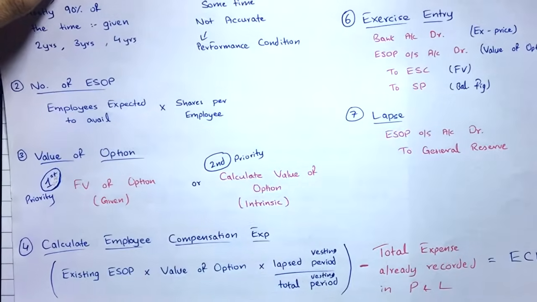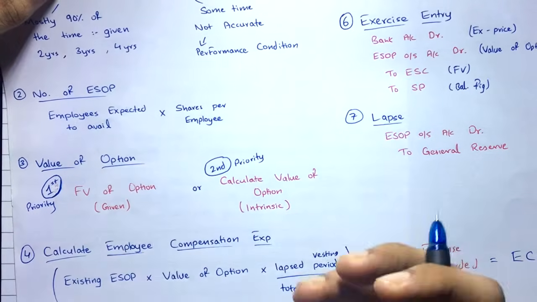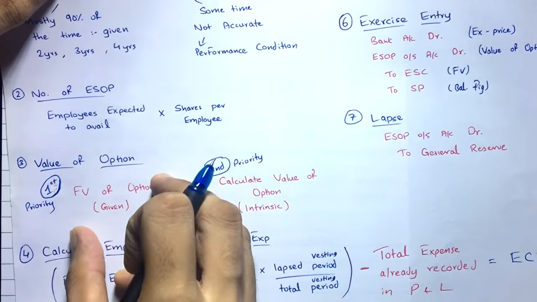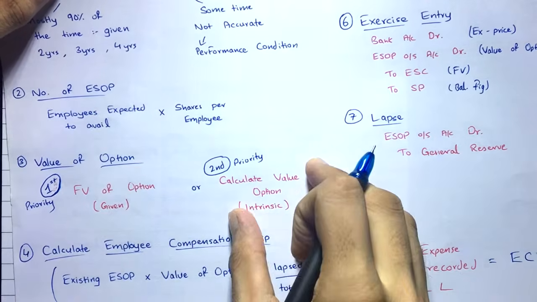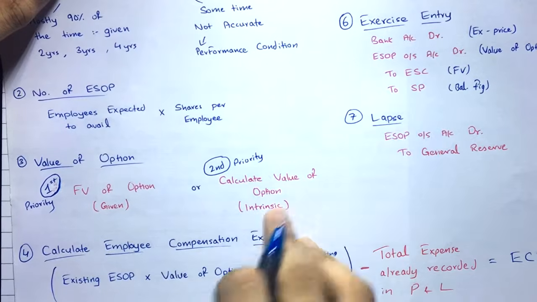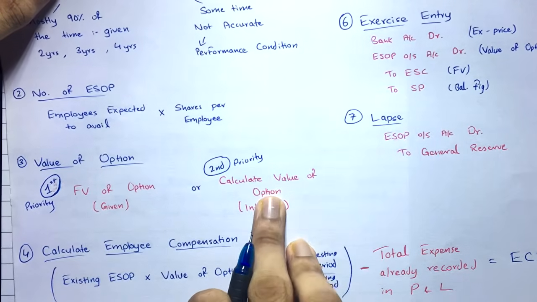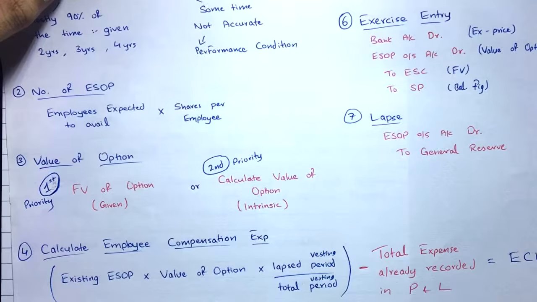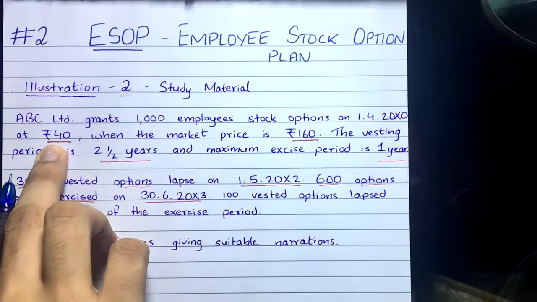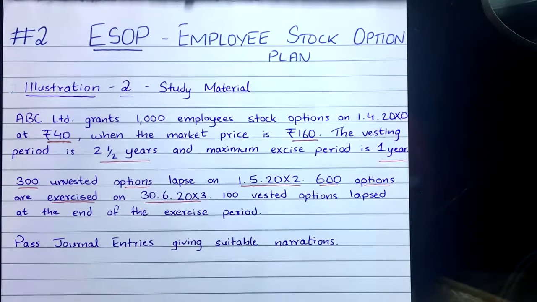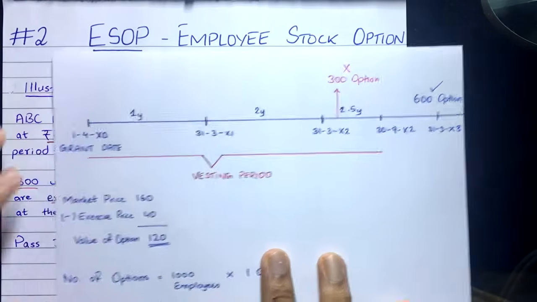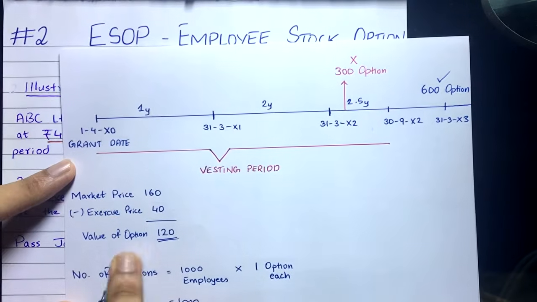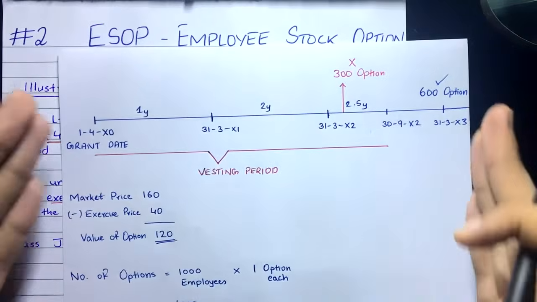Okay, now how will you calculate the value of option? Sometimes in the question it will be directly given. If it is directly given, you have to take that and just go along, just solve the problem. Or you have to calculate the value of option through the intrinsic value method. Yeah, this is the second priority. Now what is the intrinsic value method? Nothing, just what we did, market price minus exercise price, you get the value of option. That's the intrinsic value method. So see here the diagram. Market price 160 minus exercise price, you get the value of option. Clear? Yes.